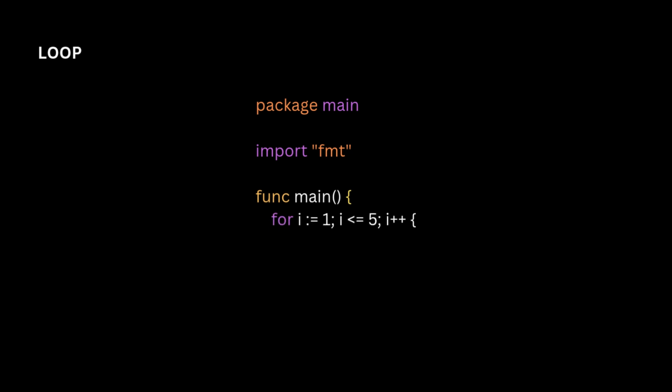Often we need to perform the same task multiple times. Instead of writing the same code again and again, we use loops. Unlike many programming languages, Go has only one loop statement, which is the for loop. It can be used for all kinds of looping. In this example, the variable i starts at 1 and the loop continues as long as i is less than or equal to 5. After every iteration, i is increased by 1. As a result, the numbers from 1 to 5 are printed on the screen.